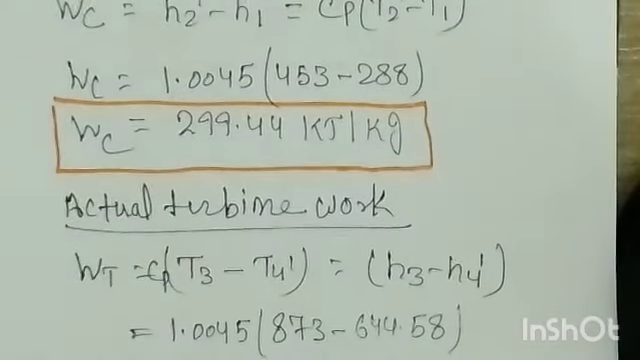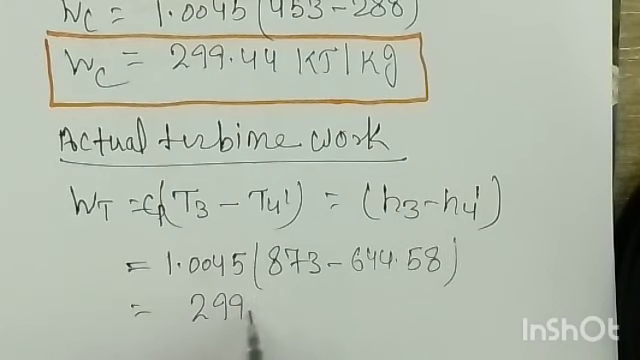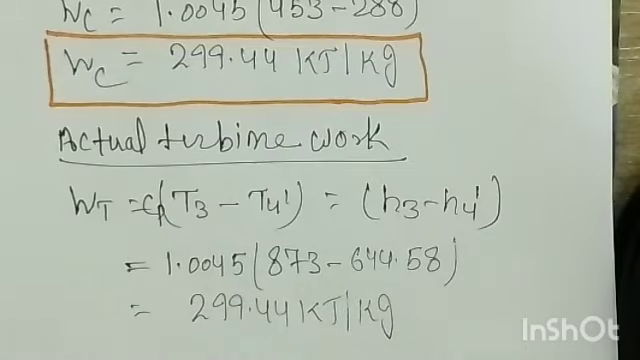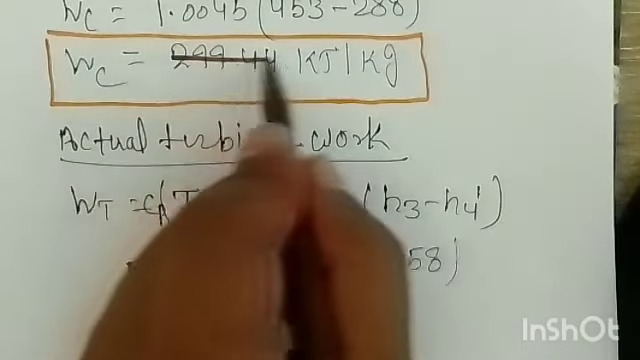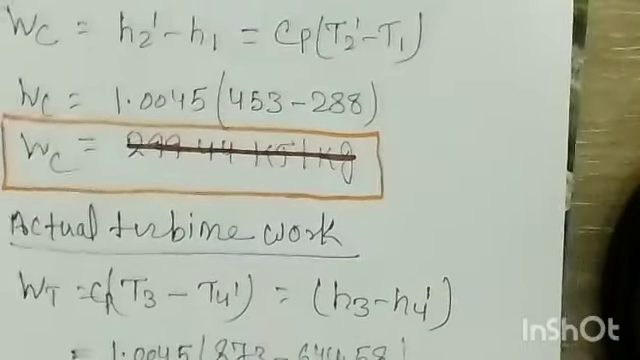Sorry, there is a mistake I did actually. So this is your turbine efficiency, that is 299.44 right now kilojoule per kg, and this compressor efficiency I have written wrong. Actually make a correction, please. I'm very sorry that there is a mistake.